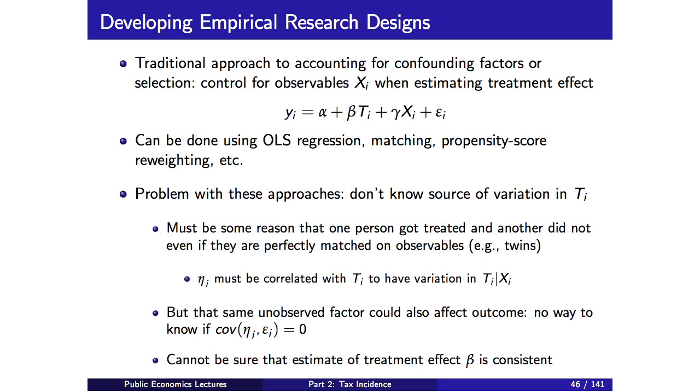Now, while you can understand why people found that design appealing, I don't think a twins research design is actually very compelling, because we need to understand why one twin chose to get more education than the other, right? There's some unobserved reason that one twin got more education than the other. And so to put it formally in our notation here, eta i has to be correlated with t_i in order to have variation in t_i given x_i, right?